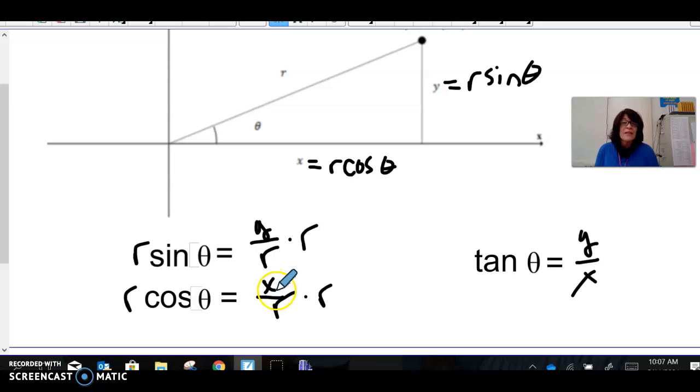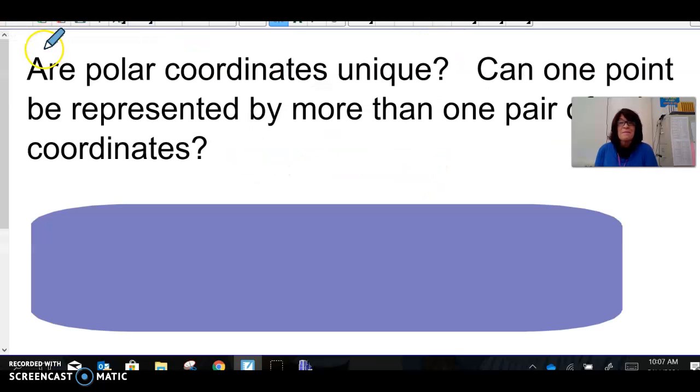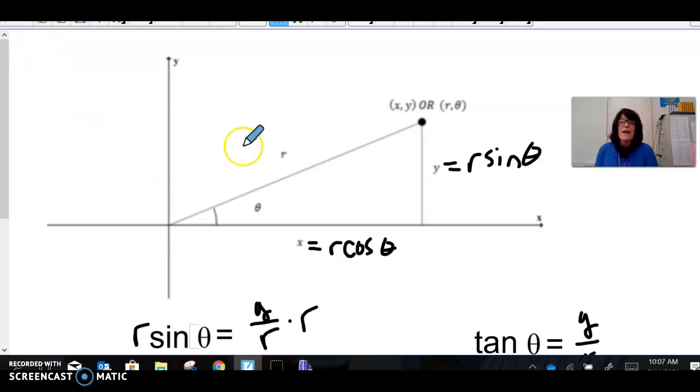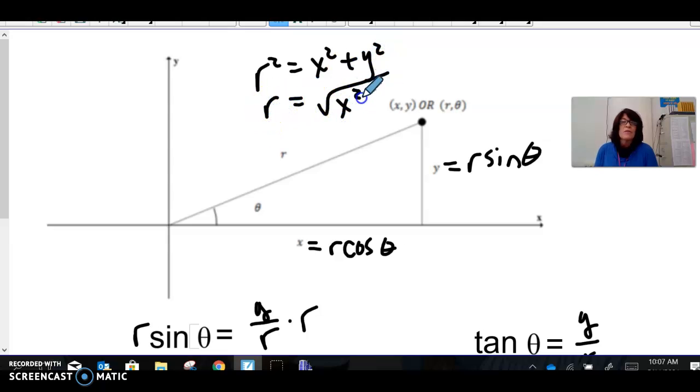From the Pythagorean theorem, I think we know how to find r if we know x and y. So r squared equals x squared plus y squared. We did this before. R is the square root of x squared plus y squared. So if I have rectangular coordinates, I can find the polar coordinates, the r theta.